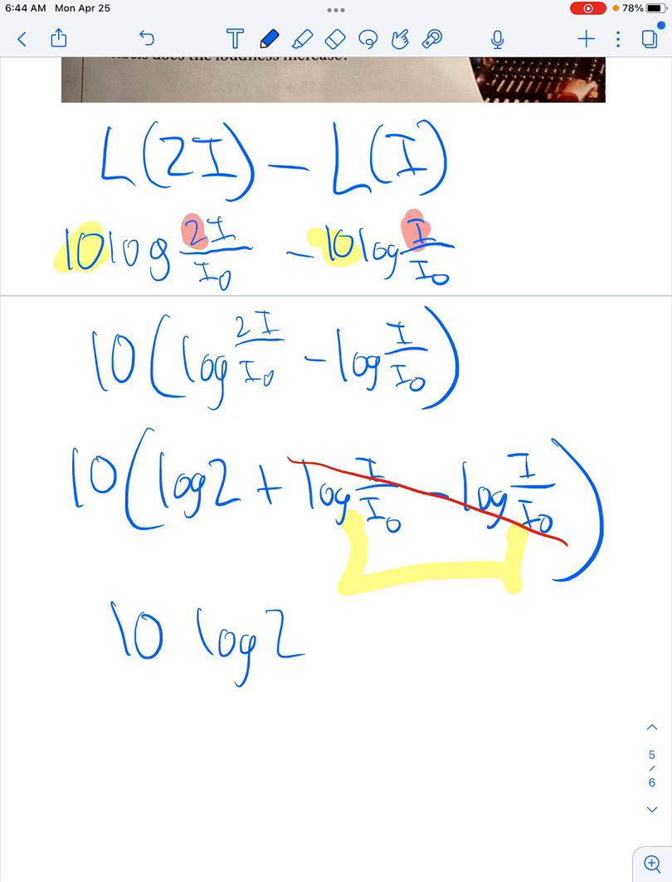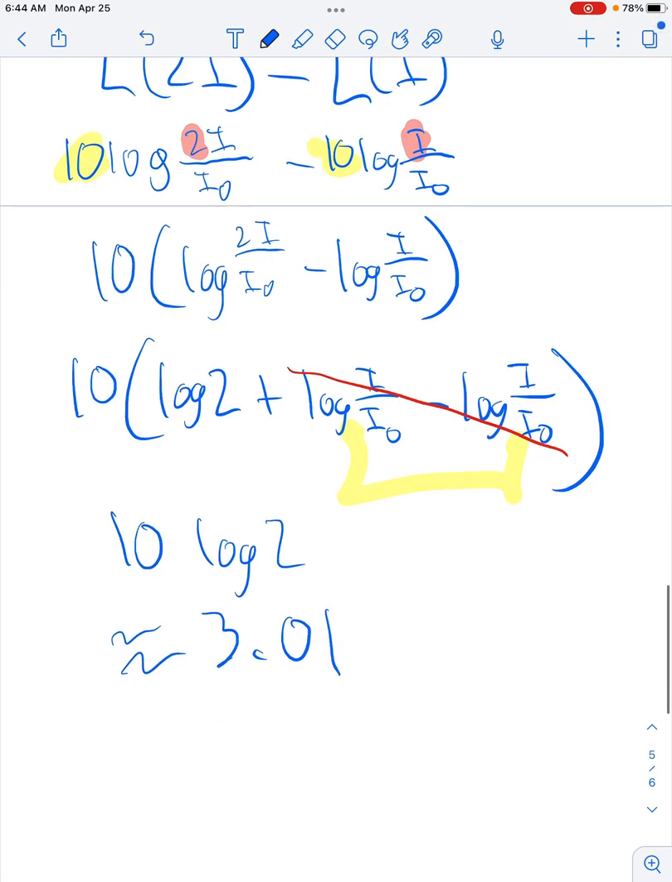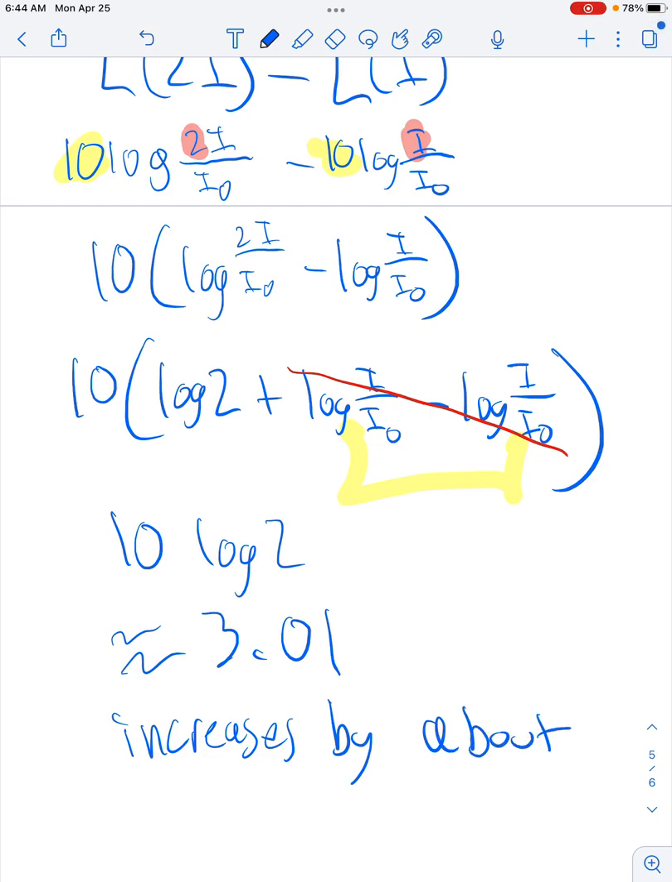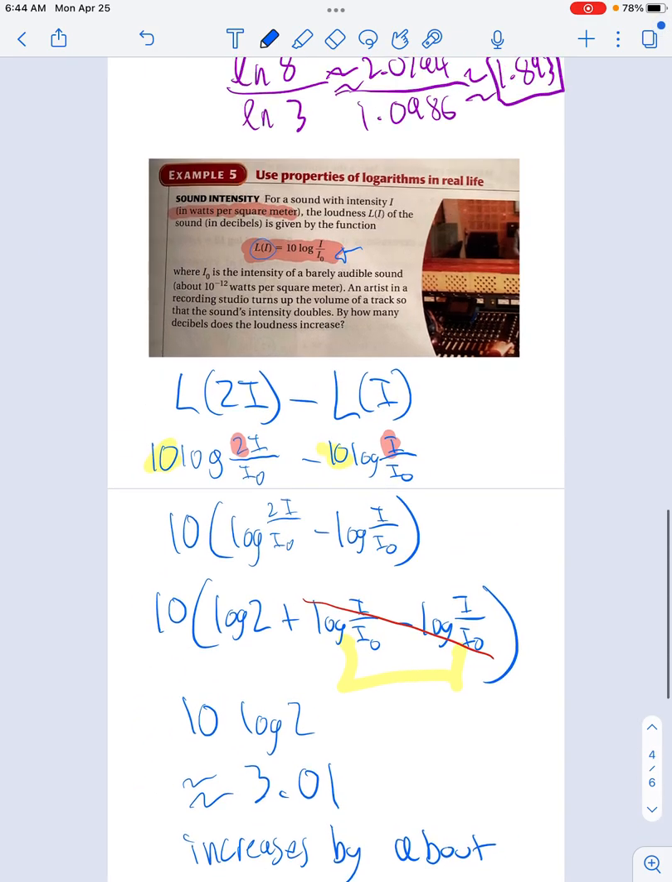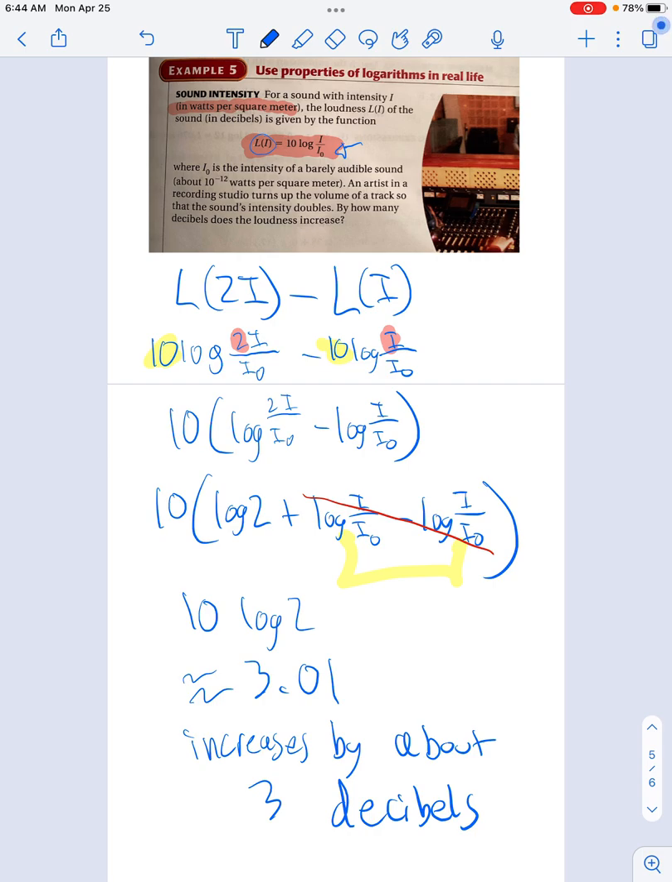Which we can plug into our calculator because it's a base of 10, and we get about 3.01. So the loudness increases by about 3 decibels. So in this situation, the artist doubled the volume of a track, so the sound's intensity doubles, and it increased by 3 decibels.